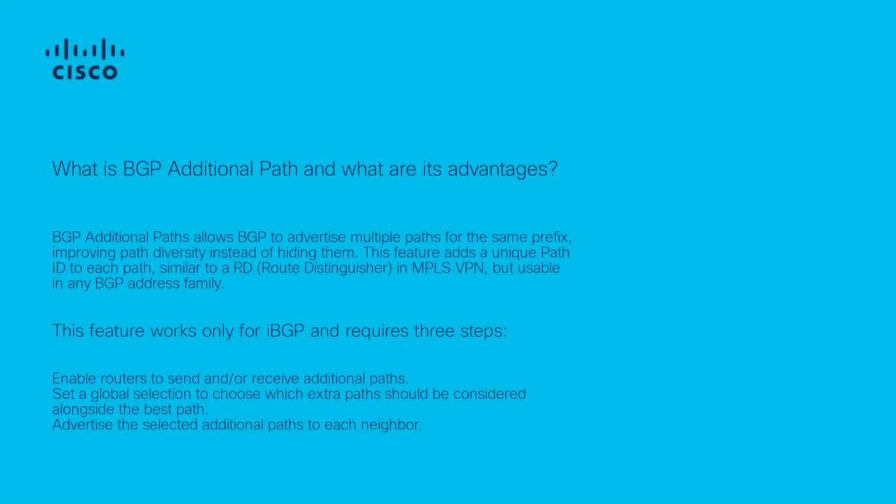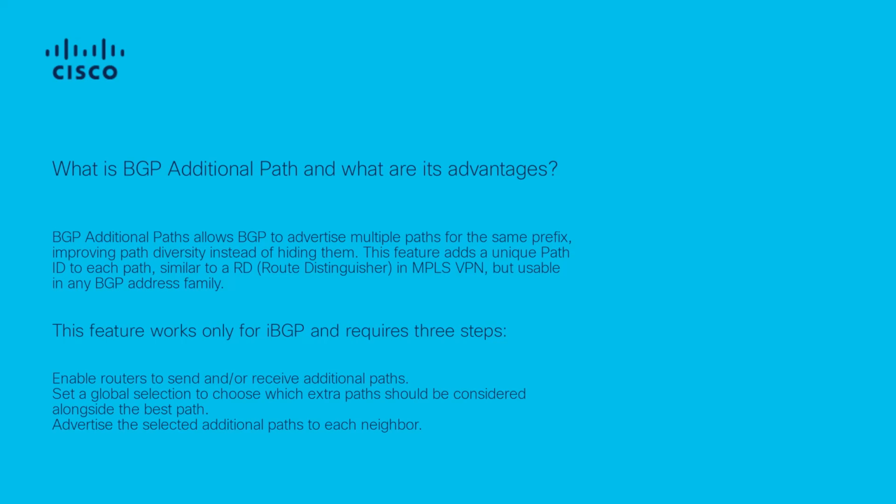BGP additional paths allows BGP to advertise multiple paths for the same prefix, improving path diversity instead of hiding them. This feature adds a unique path ID to each path, similar to RD in MPLS VPN, but usable in any BGP address family. This feature works only for IBGP and requires 3 steps.